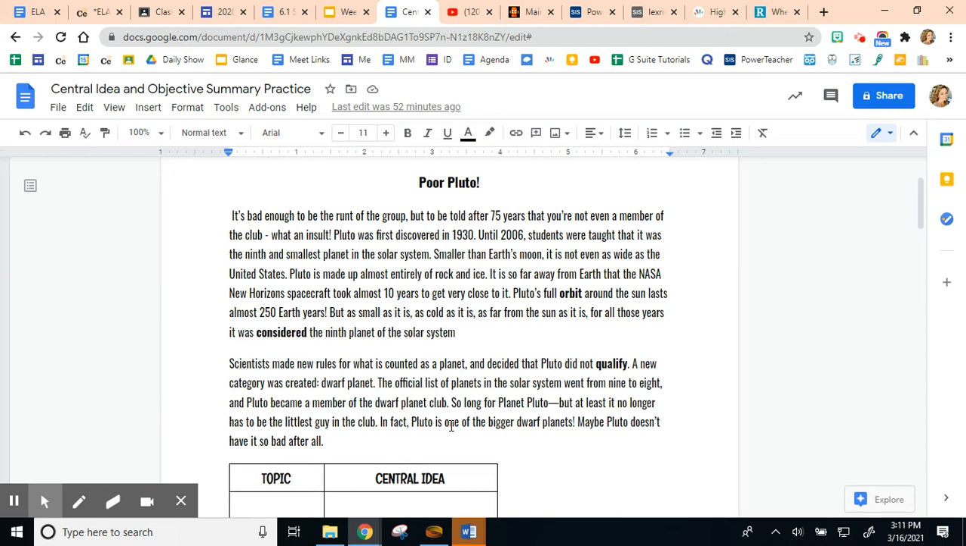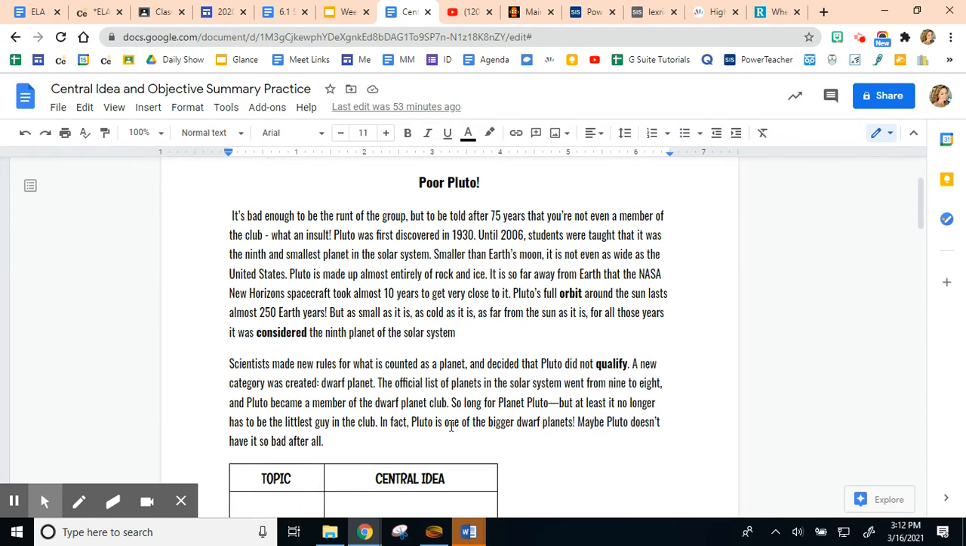It's bad enough to be the runt of the group, to be told after 75 years that you're not even a member of the club. What an insult. Pluto was first discovered in 1930. Until 2006, students were taught that it was the ninth and smallest planet in the solar system. Smaller than Earth's moon, it is not even as wide as the United States. Pluto is made up almost entirely of rock and ice. It is so far away from Earth that NASA's New Horizons spacecraft took almost 10 years to get very close to it.